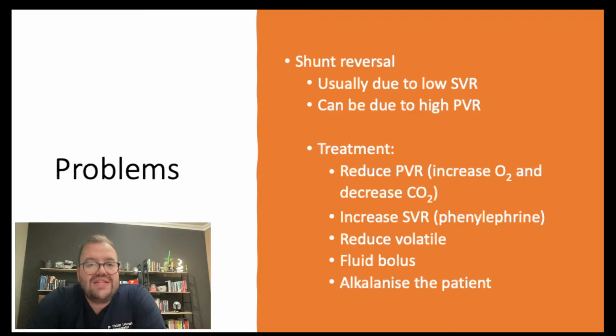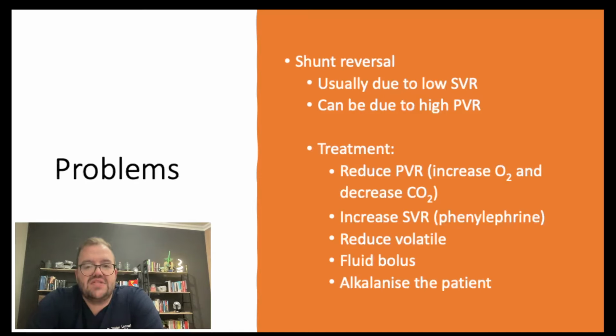struggling. What does that mean? Give a 1 mil per kilogram bolus push of sodium bicarbonate. When that reaches the lungs, the extreme increase in pH, the alkalinization, causes the pulmonary vessels to automatically dilate and drop the PVR.